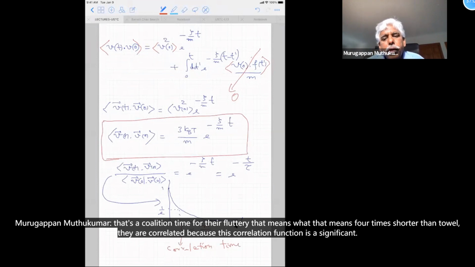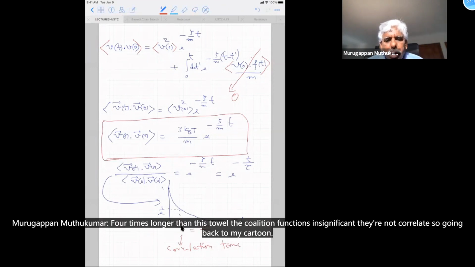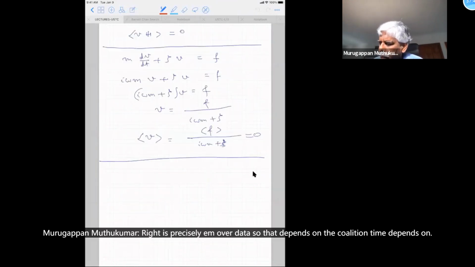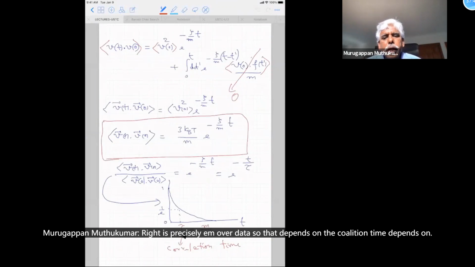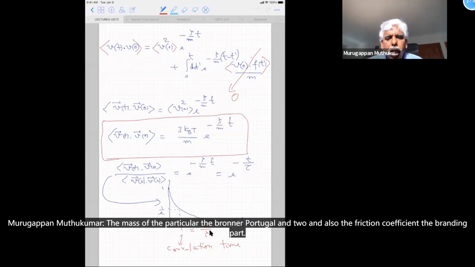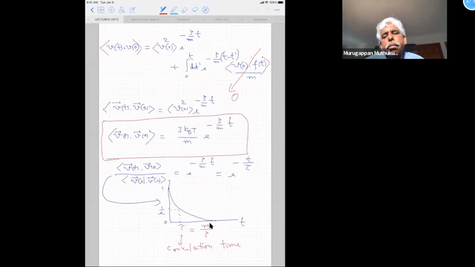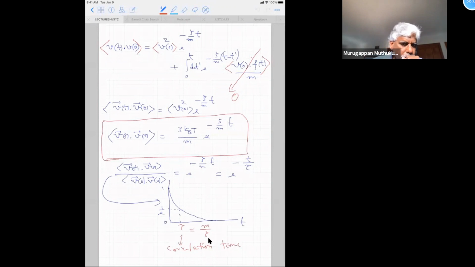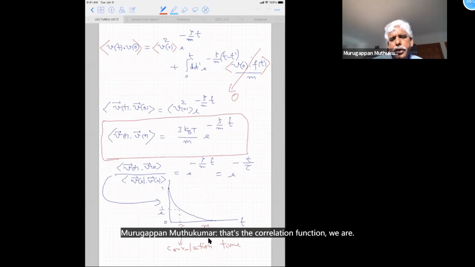That means for times shorter than tau, they are correlated because this correlation function is significant. For times longer than tau, the correlation function is insignificant. They are not correlated. So going back to my cartoon, for times shorter than the correlation time, their velocities are going to be correlated. But if I go beyond a certain duration, which is given by tau, then they are not correlated. And that tau is precisely m over zeta. So the correlation time depends on the mass of the Brownian particle and also its friction coefficient. You can see physically that when the friction is too high, the correlation time is going to be short. So that's the correlation function we have got.